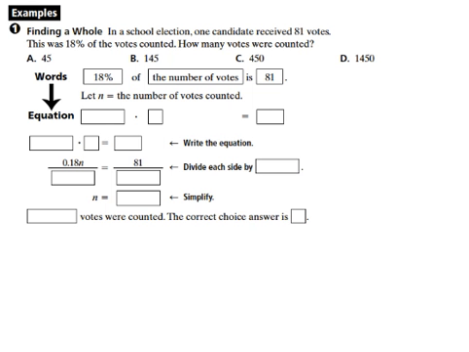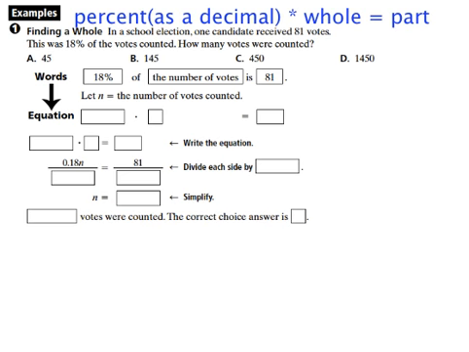Example number 1, finding a whole. In a school election, one candidate received 81 votes. This was 18% of the votes counted. How many votes were counted? We're going to use the percent equation to help us solve this problem. Remember, the percent equation is the percent, written as a decimal, times the whole equals the part. Let's see if we can apply what we know here.